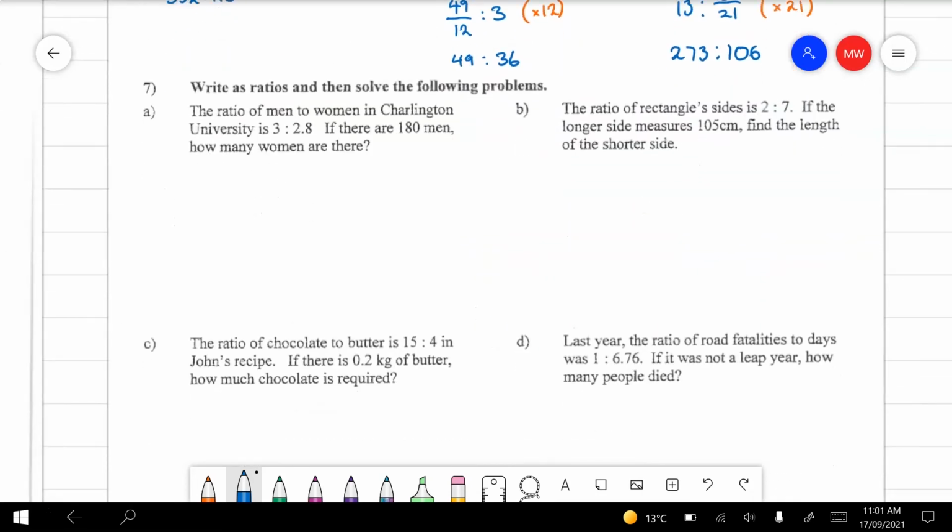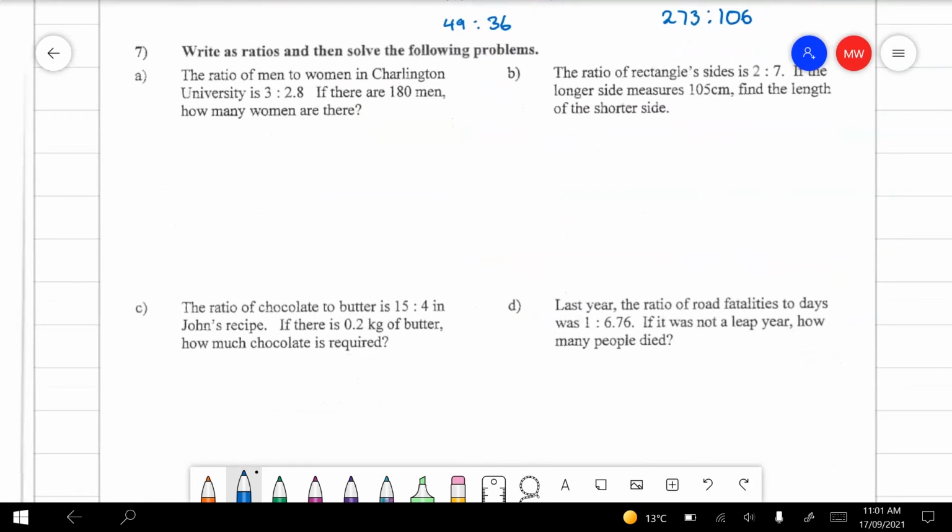Great, moving on to question 7. Write ratios and then solve the following problems. Okay, so we've got some worded questions here. We'll have to establish what the ratio is by the look of it, and then use it to solve things. So the ratio of men to women in Charlington University is 3 to 2.8. So we've got a ratio here of 3 to 2.8, and that is men to women.